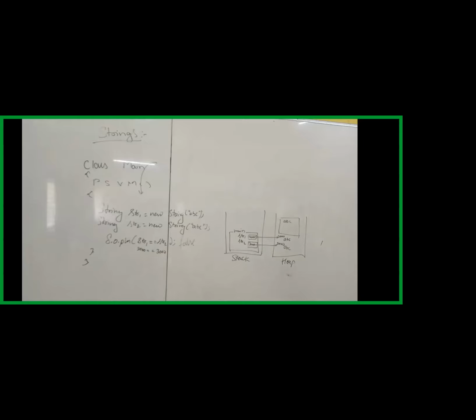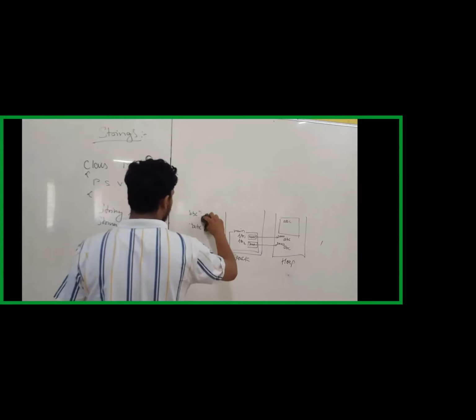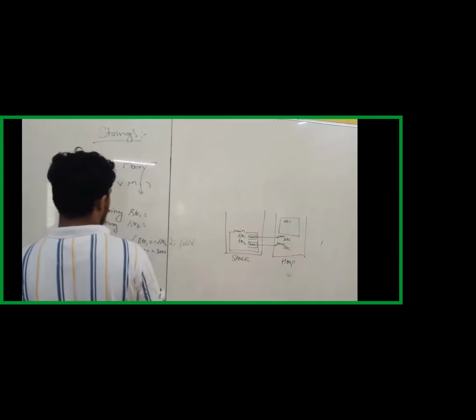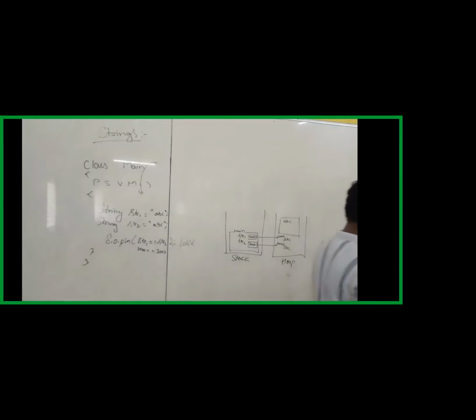In the same program, if I remove the new string here and just keep ABC, ABC, at that time, guys, is it true or false? True, sir. What will come? False will come. How? Because it will check the address, so false will come.